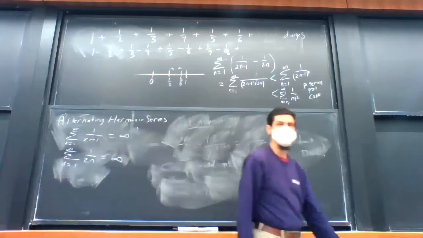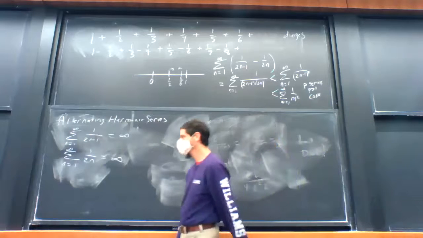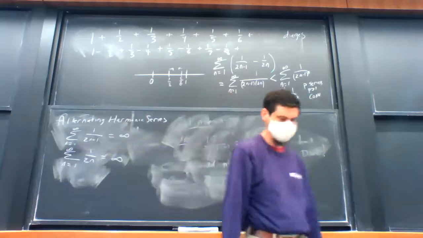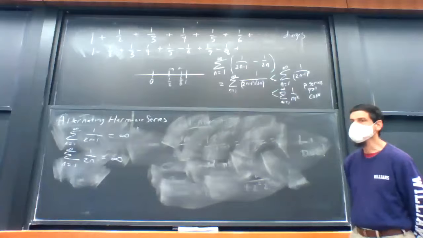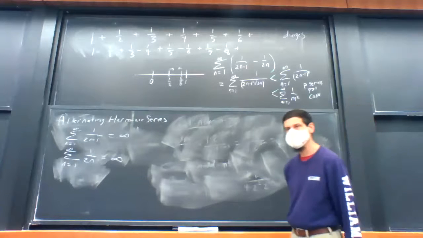So if you look at the sum of just the positive terms, it's infinity. If you look at the sum of just the negative terms, it's infinity. Okay, but when we add them in this very special way, we get a finite sum.